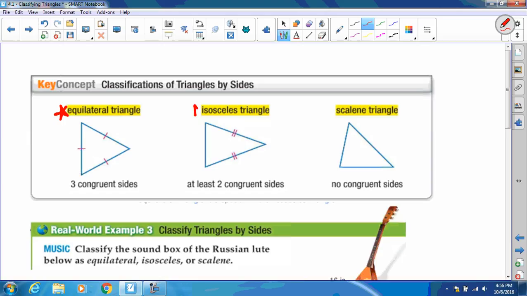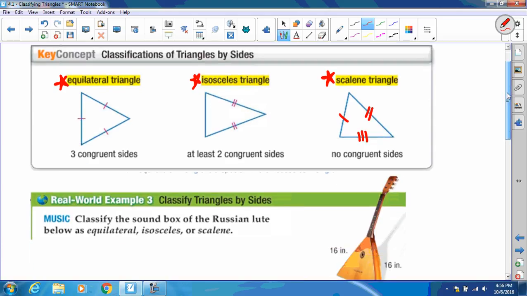And then your last one, so that was isosceles, your last one is scalene, which means no sides are congruent. And so potentially the triangle has nothing marked, or you might see a picture marked something like this, and that would obviously imply none of those sides are the same, so you would determine that's a scalene triangle.